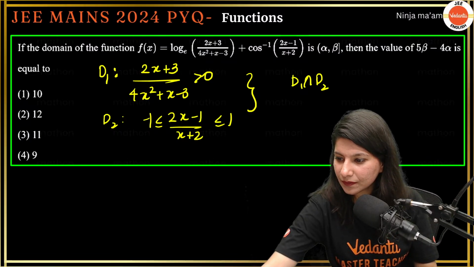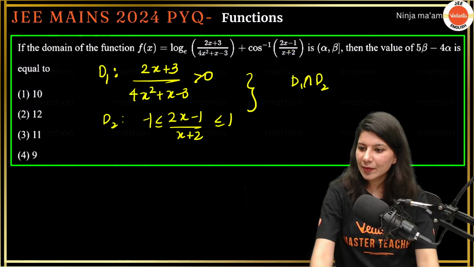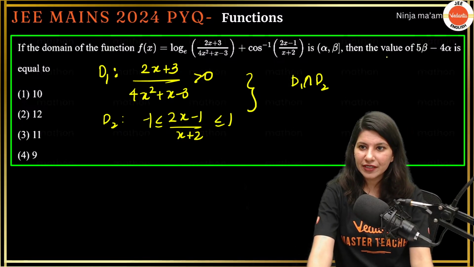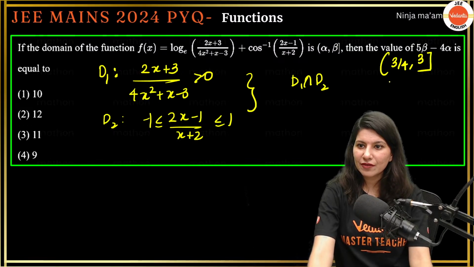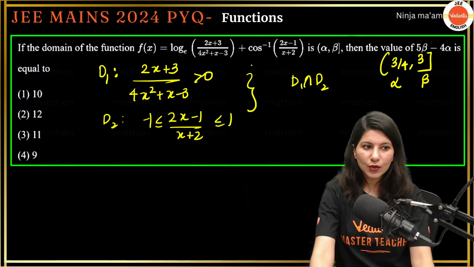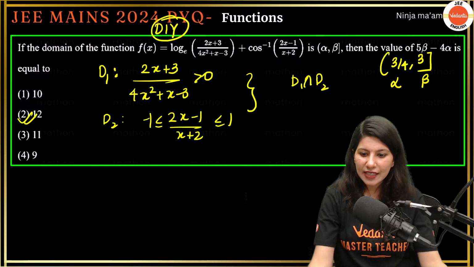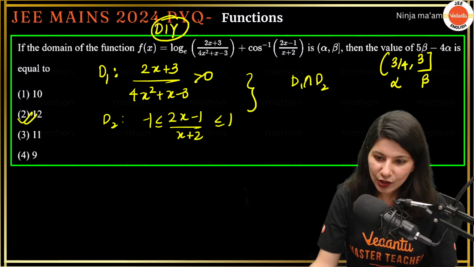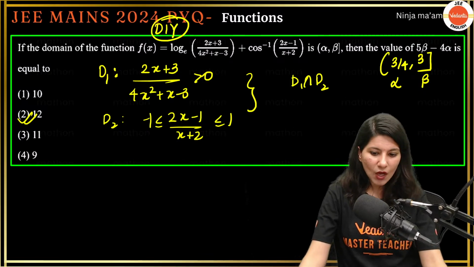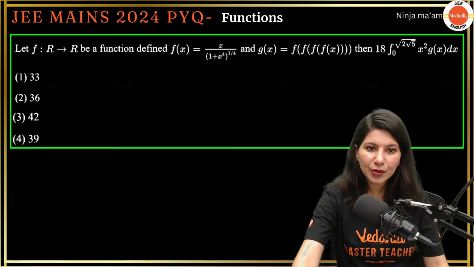Yes. So your final answer will be alpha 3 by 4 if you solve it. So 3 by 4 comma 3 will be your final answer. This is your alpha, this is your beta. If you put the value, you will get 12 as the answer. Do it yourself. Similar type question, yes? Will you be able to do it? Okay, all right. Now let us move on to the next problem.